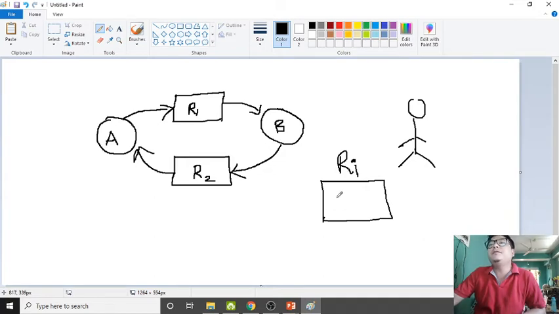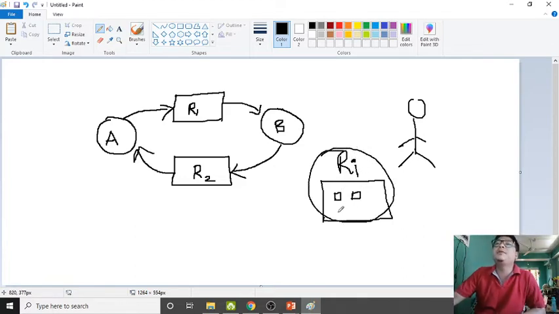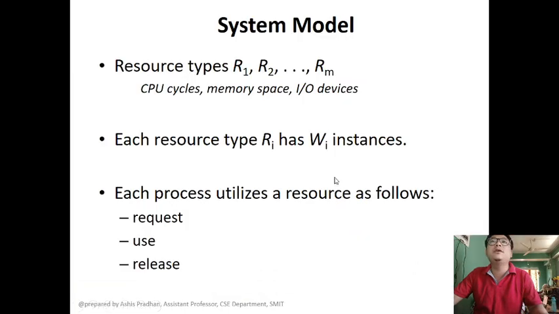Now, if there are two printers, then we will represent it by instances, so a small 2 in square brackets. Here this Ri is a resource type which has two instances, two printers attached with the system. So this is how we follow the notation. The word that we are going to use for instance is Wi.